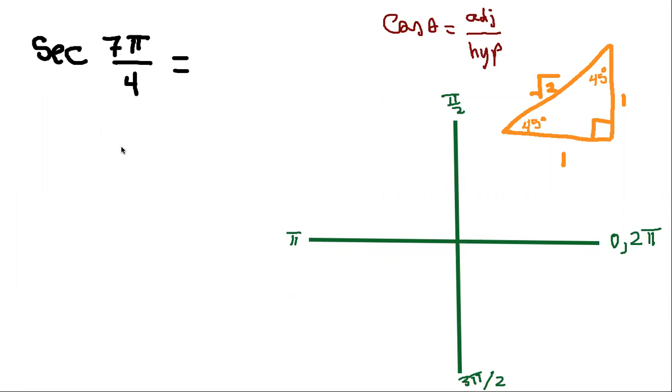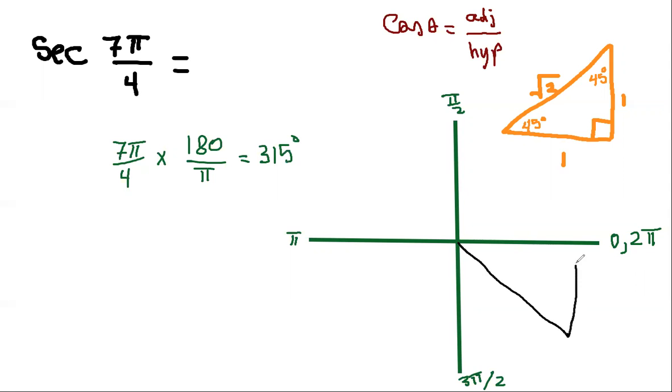Convert the 7π/4 to degrees. So 7π/4 times 180 over π, and that will give you 315 degrees. So 315 degrees will happen to be right in this quadrant, since this is 270 and this is 360.